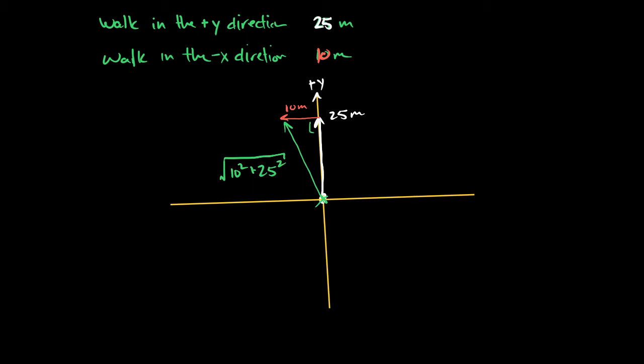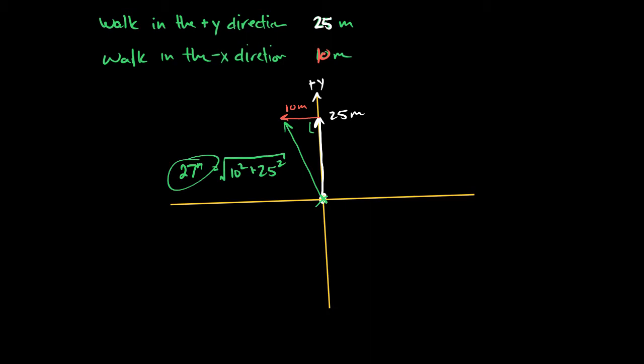So you work it out and you get 27 meters per second. I'm sorry, not meters per second. 27 meters. That's how far you have to walk. Now, if you walk that green line, you're definitely going to be walking less than if you walk the red line and then the white line. But the idea here is that this is the result of your two other displacements. It gives you a third displacement that represents the resultant of walking those two.